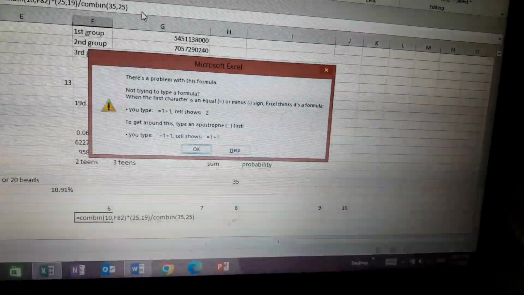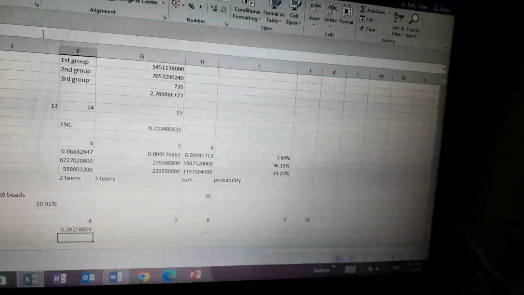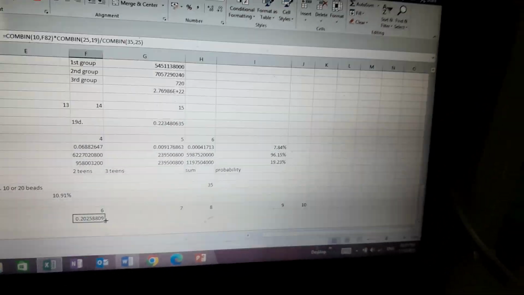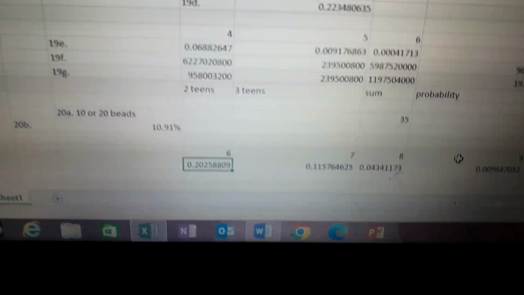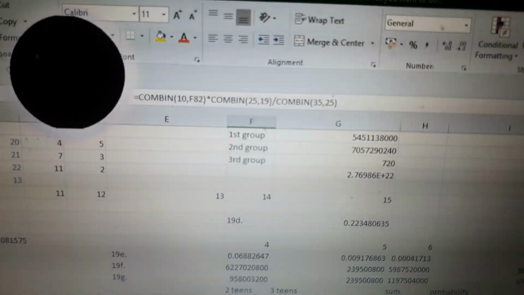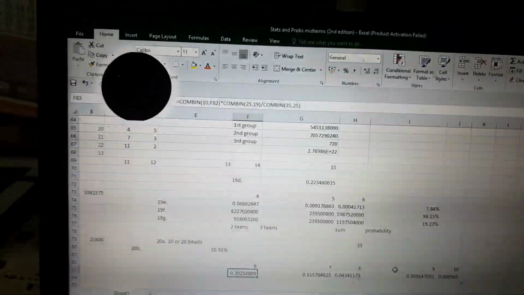Wait, I think there's something. I forgot to write the combination of the second. So that's it. And then from there, you drag it up to 10. But you're not yet done because you still need to double check. So that is 10, 6, 25, 19. The sum of that is 35, 25. Because there are 35 beads, and Eliza is going to use 25 of them.